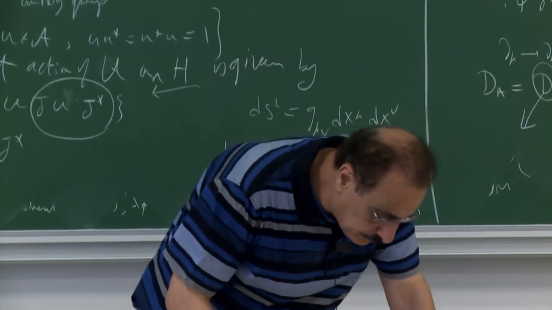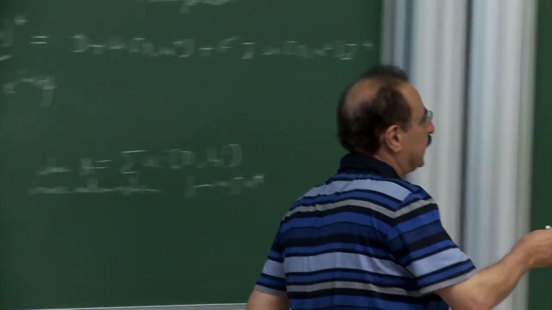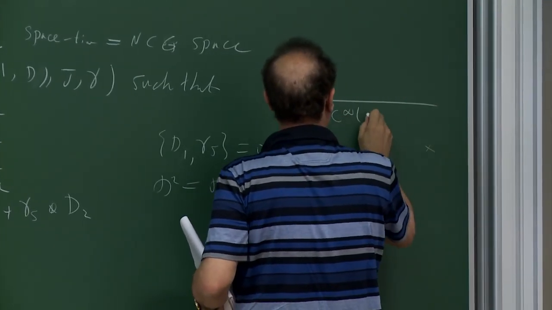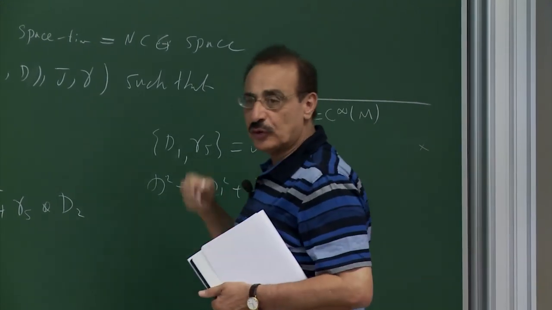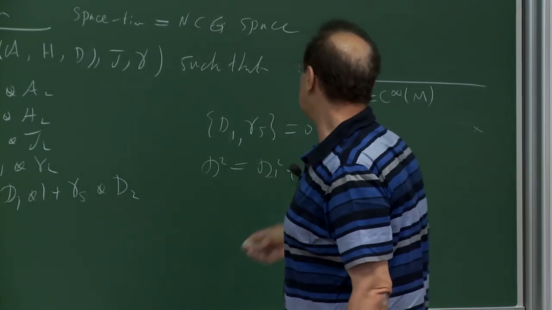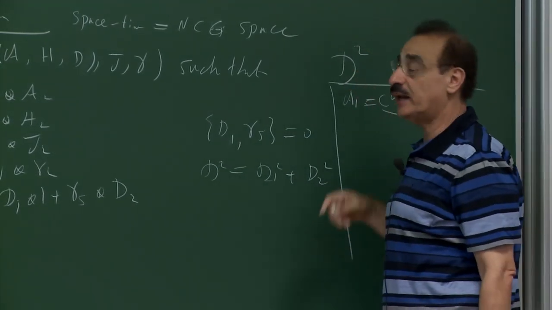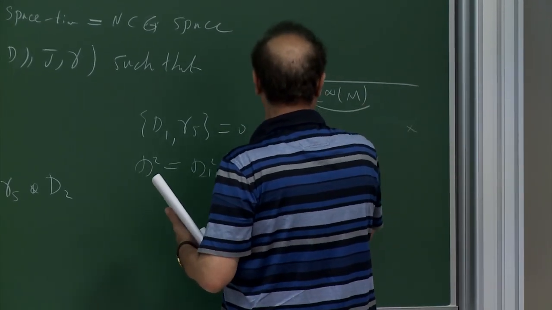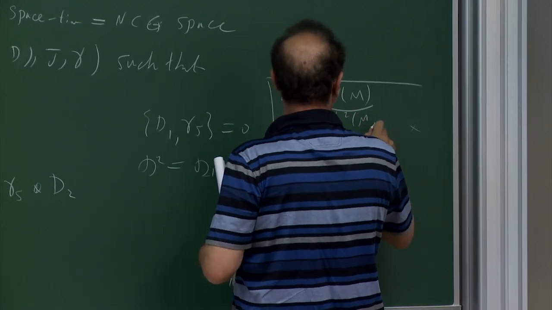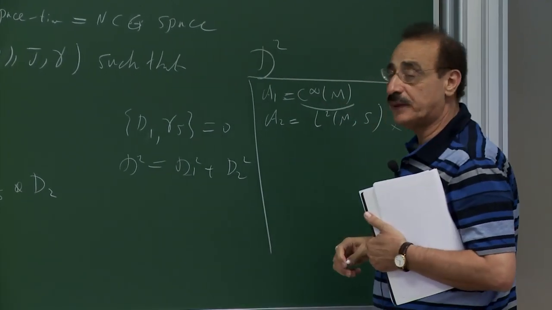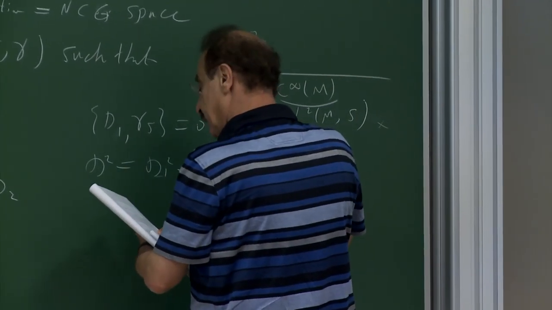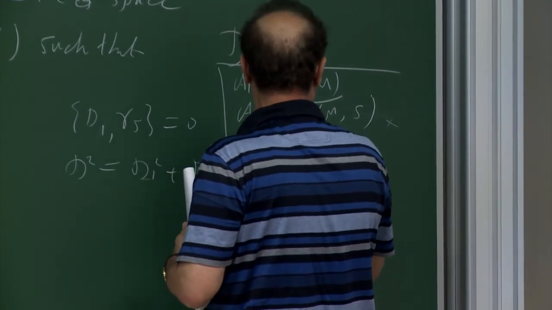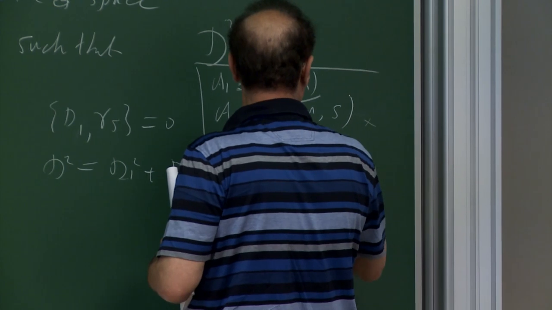So, okay, what's A1? I'm going to be very conservative, and I'm really going to take A1 to be the usual, what's equivalent to the data that corresponds to a Riemannian manifold. What's the data corresponding to a Riemannian manifold? The algebra is the algebra of functions, differentiable functions in this case. And H1 is the Hilbert space of square integrable spinors. And D1 in this case, I'm going to call gamma mu d mu plus omega mu.